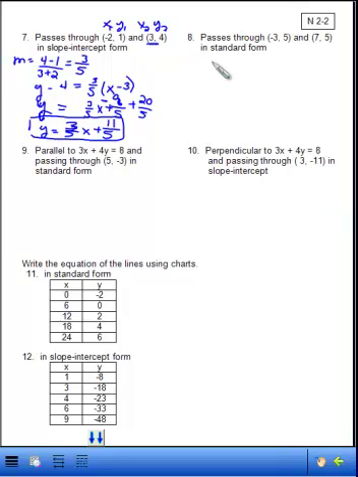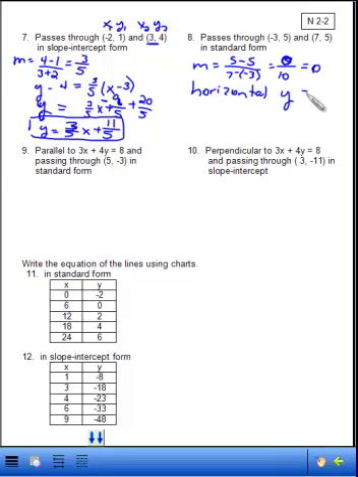Now this one is in standard form, so I'm going to have to find the slope first as well. 5 minus 5 over 7 minus a negative 3. That's going to be 0 over 10. It's a 0. So 0 can be a numerator, so my answer for the slope is 0. So this is a horizontal line.